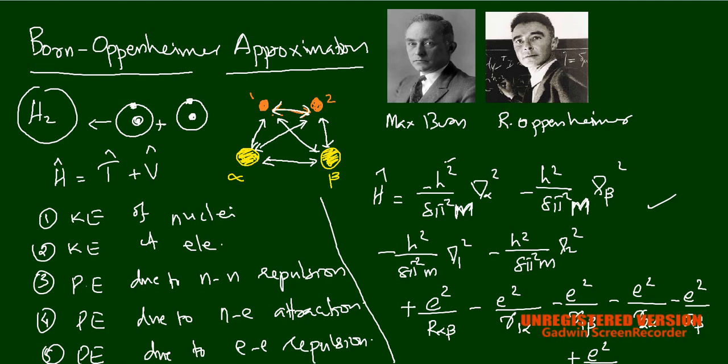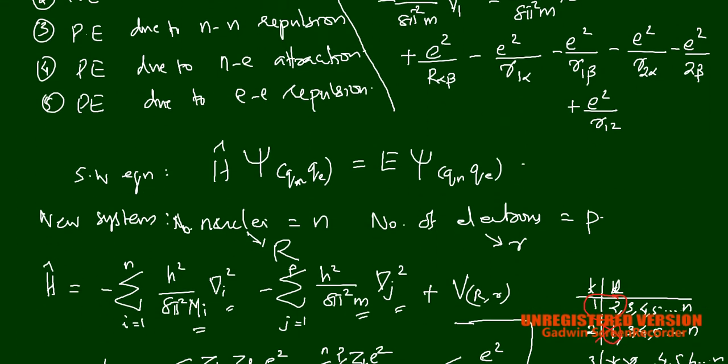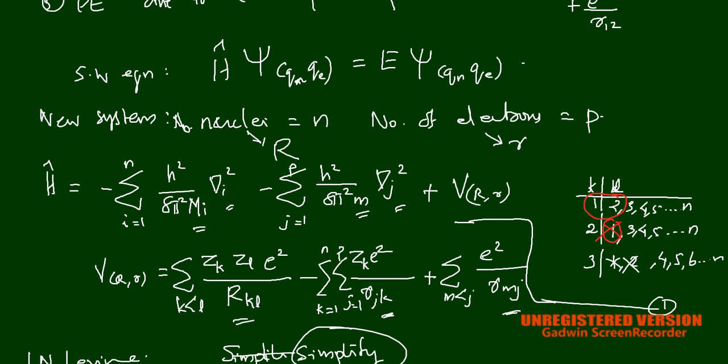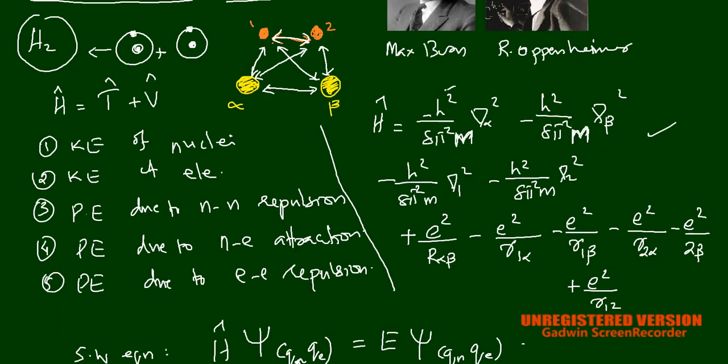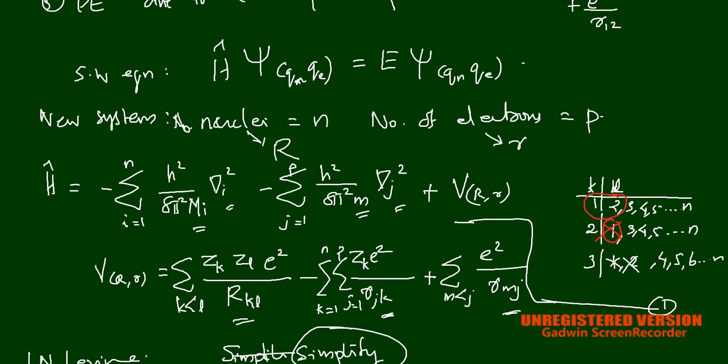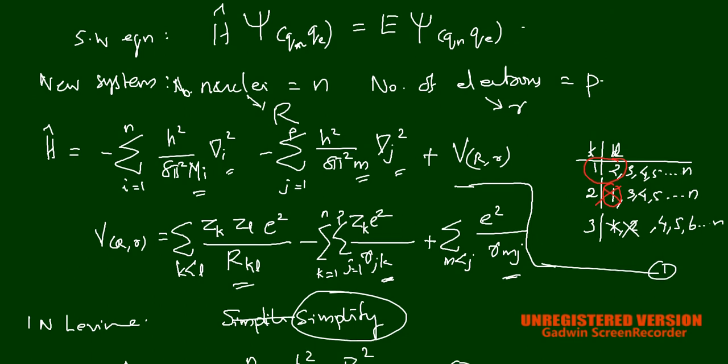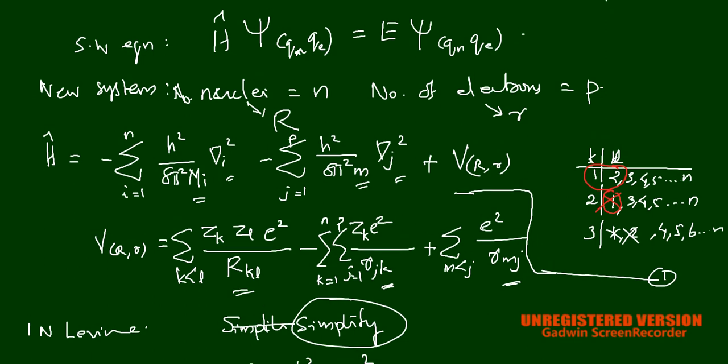So in the last class, we were talking about the Born-Oppenheimer approximation, the introduction to the Born-Oppenheimer approximation. There I showed how to constitute the Hamiltonian for a system with n nuclei and p electrons. You remember this, right? This is a Hamiltonian for a system with n nuclei and p electrons.